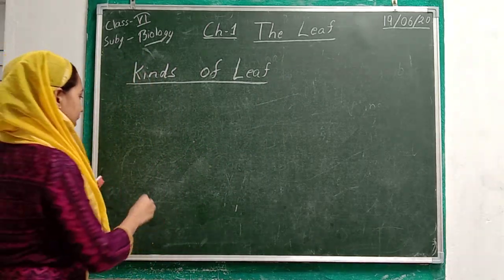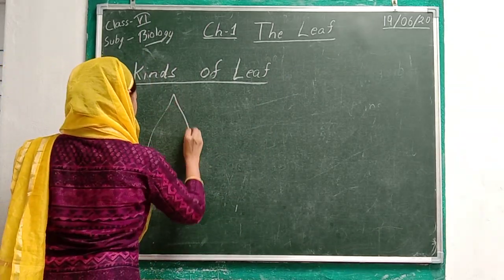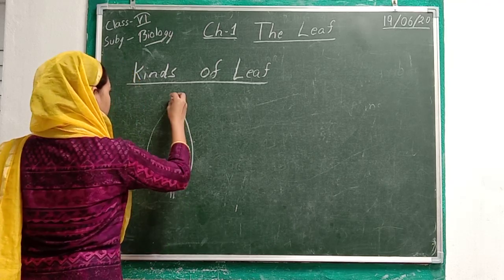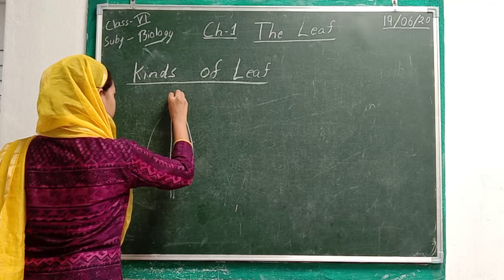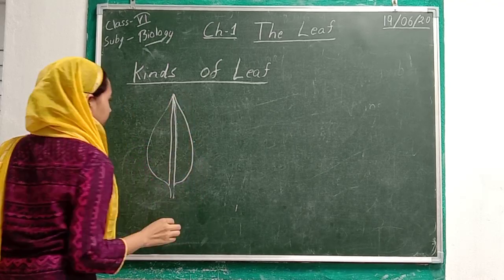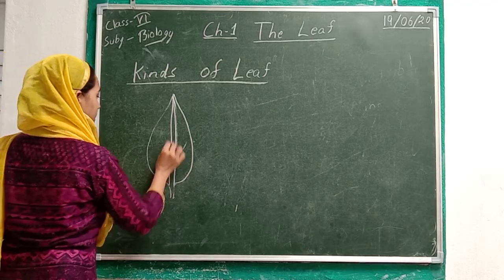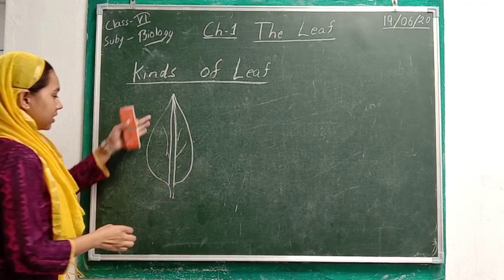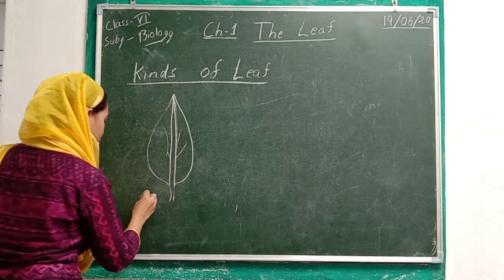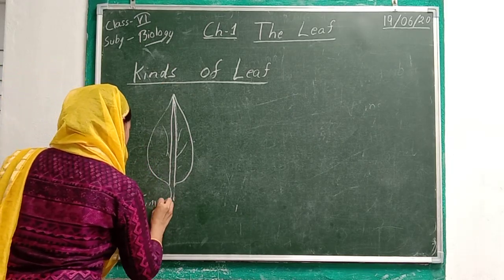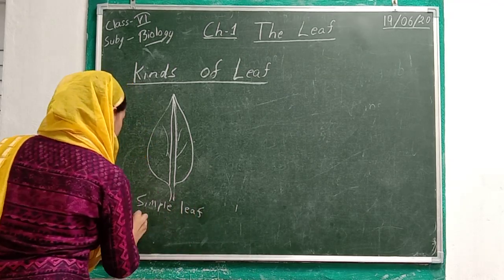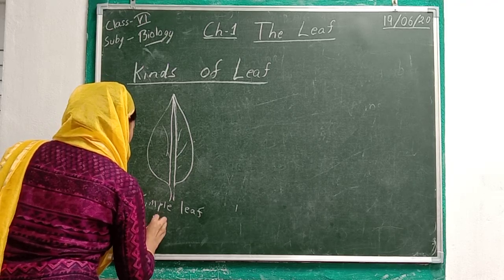Now if I show you a leaf like this, there is the midvein here. And you can see other veins here also. Anyway, this kind of a leaf where the stalk has just one leaf is known as a simple leaf. This is a simple leaf. An example is mango.